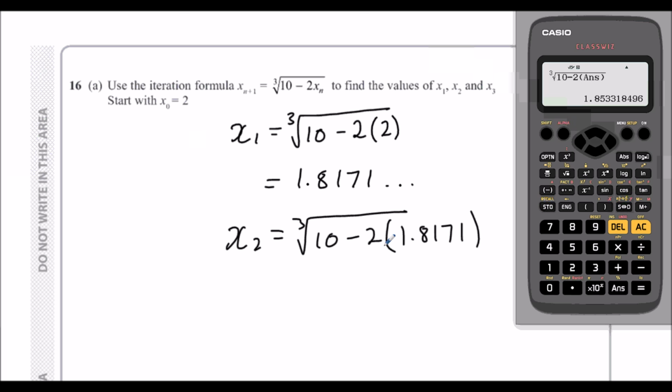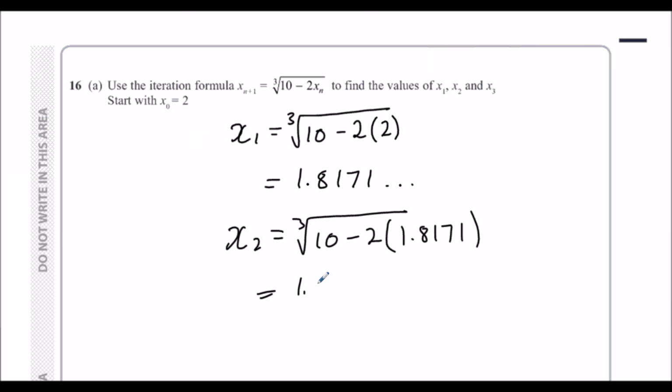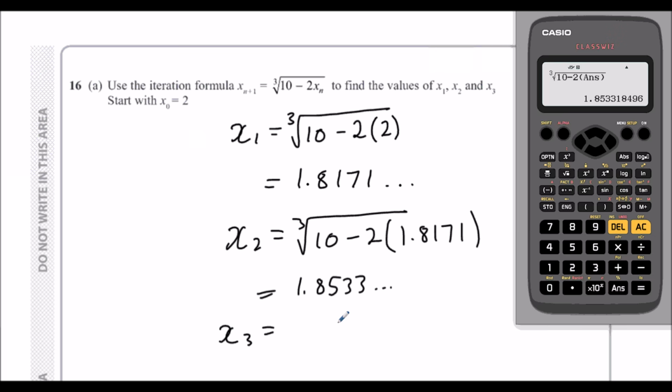So I've got 1.8533, and so on. And for x3, 1.8462, and so on.